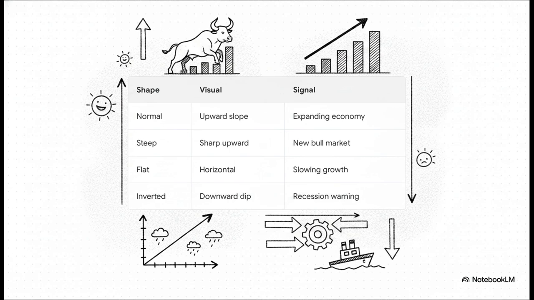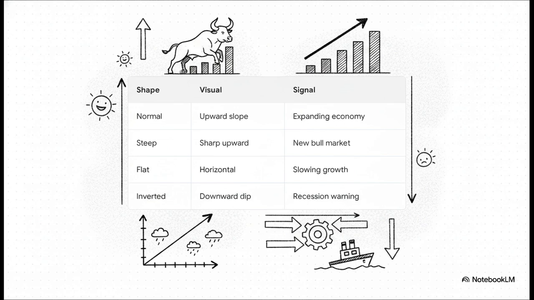Okay, so here are the four macro weather patterns we can expect to see over time. Let's walk through them. First up, we've got the normal curve. It slopes nicely upward, and this is your healthy default state. It signals an expanding economy and a bullish trend, usually happening when the Fed just holds rates steady. Second is the steep curve. This one shoots sharply upward. We typically see this right after a recession ends. It's signaling increased capital demand and the start of a major new bull market, mostly because short-term rates stay low while long-term growth expectations really start to improve.